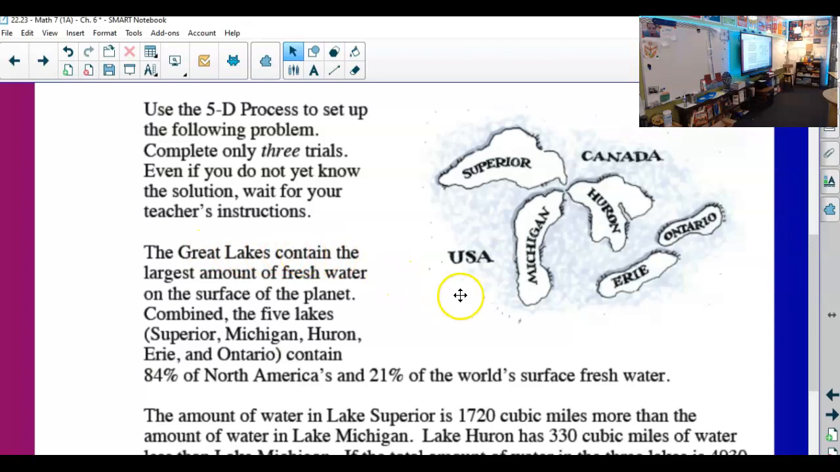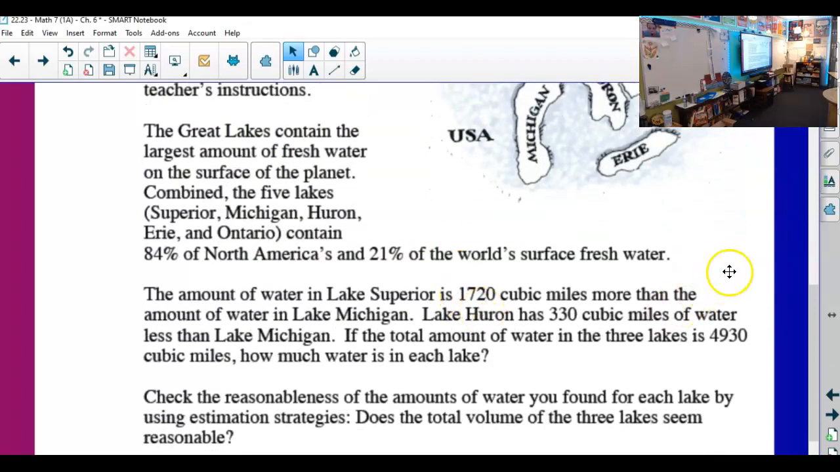The Great Lakes contain the largest amount of fresh water on the surface of the earth. Combined, the 5 lakes, Superior, Michigan, Huron, Erie, and Ontario, contain 84% of North America's and 21% of the world's surface freshwater.